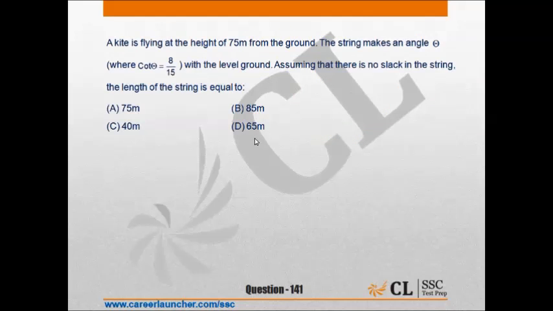The next question is, a kite is flying at a height of 75 meters from the ground. The string makes an angle theta, where cot theta is equal to 8/15, with the level ground. Assuming that there is no slack in the string, the length of the string is equal to. Now, we have a triangle. This is the height of the kite from the ground and this is the length of the string. We have cot theta equal to 8/15, that is base is 8 and perpendicular is 15 and the hypotenuse will be equal to 17. Now, if 15 is equal to 75, then 17 would be equal to 85 meters. Hence, my answer is option B.